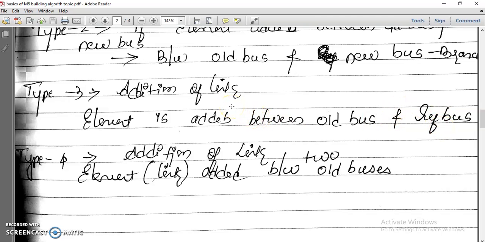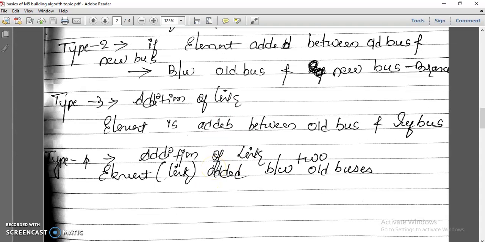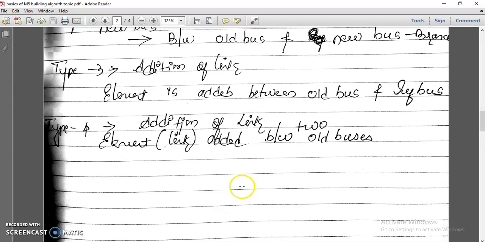If I take an example, you will come to know. An element added between old bus and reference bus acts as a link. And for addition of link, there is another one, type 4: an element added between two old buses is called a link. So there are two types of addition of link specified. Let us see with a problem how these things will be there.